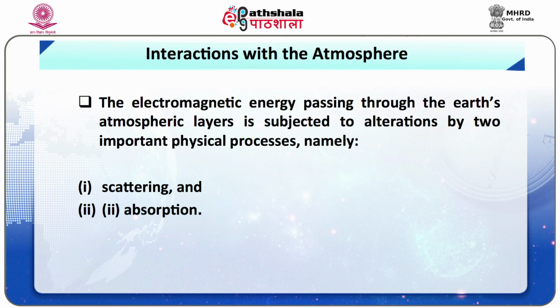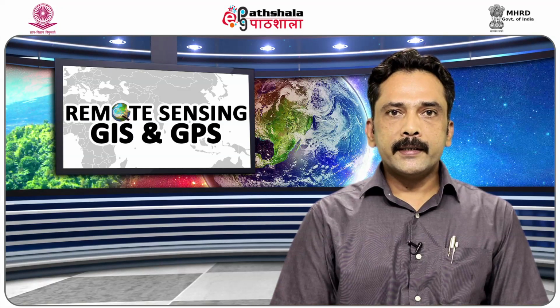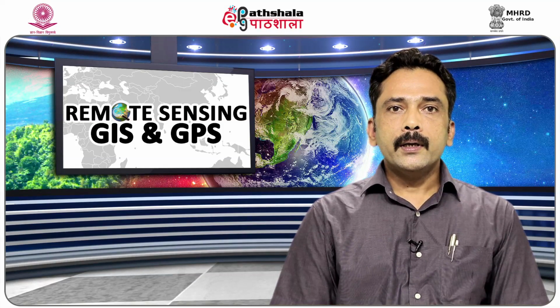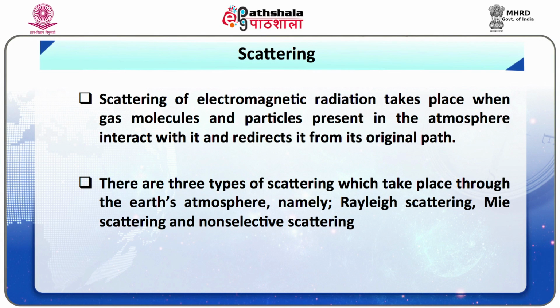The electromagnetic energy passing through the Earth's atmospheric layers is subjected to alterations by two very important physical processes, namely scattering and absorption. Now let us take a look at scattering. Scattering of electromagnetic radiation takes place when gas molecules and particles present in the atmosphere interact with it and redirect it from its original path.